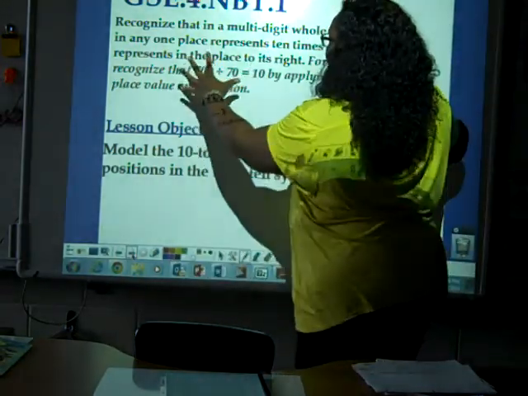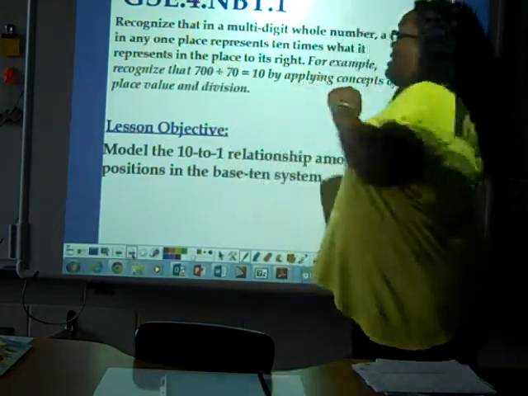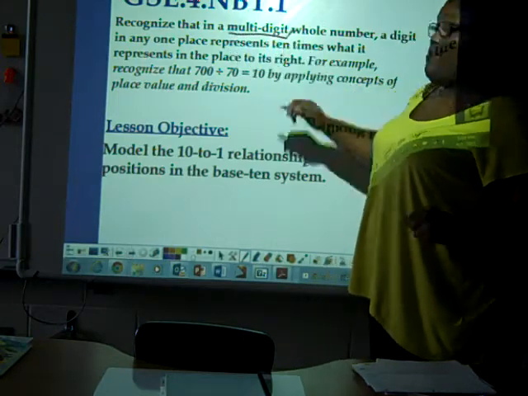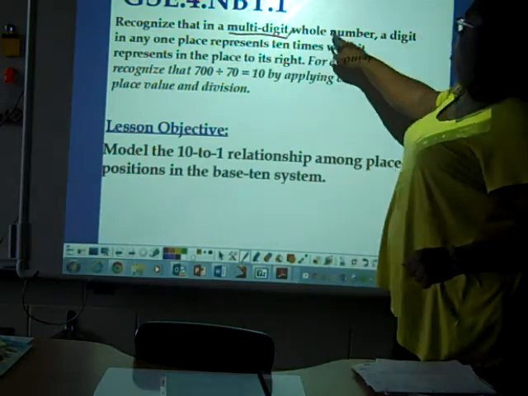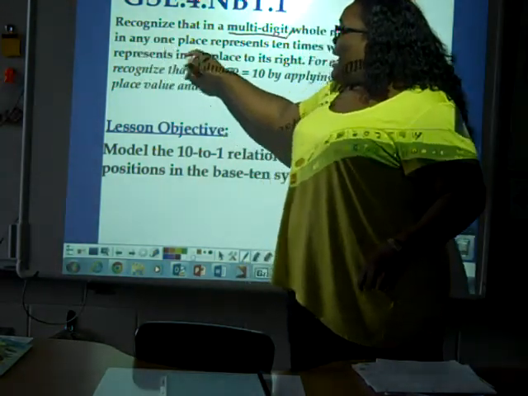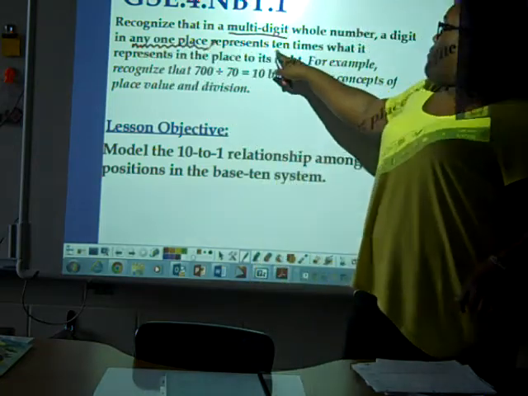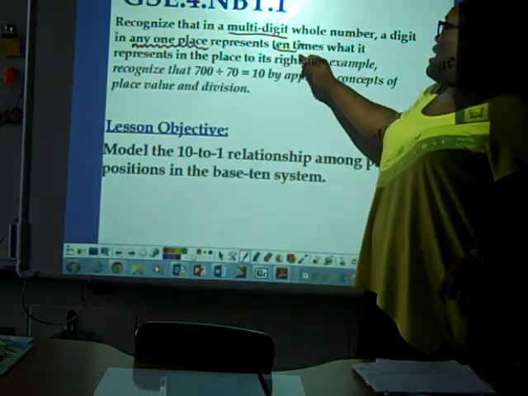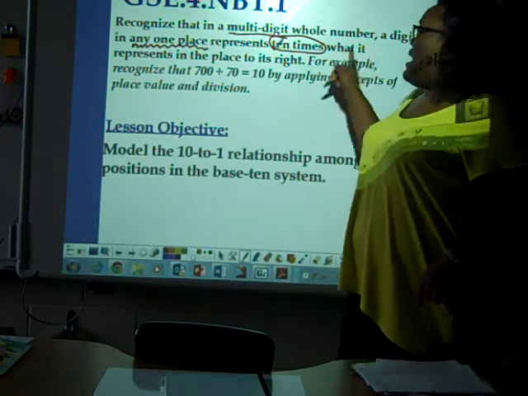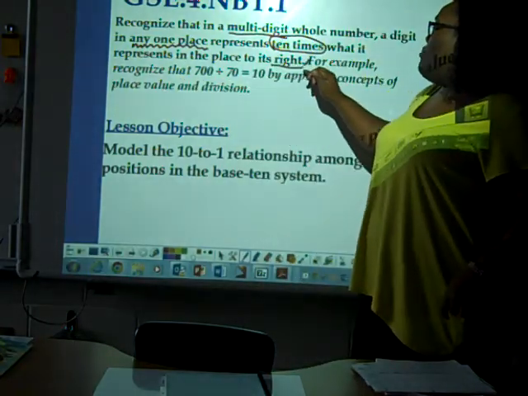I copied it exactly how they have it on the website. Students are going to recognize that in a multi-digit whole number, that means more than one digit, a digit in any one place represents 10 times what it represents in the place to its right.